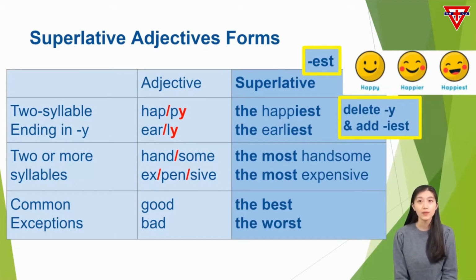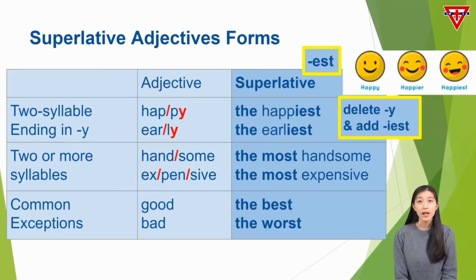For superlatives, if it has 2 or more syllables, we often use the word most in front of it. So handsome becomes the most handsome. We cannot say handsomest. No, we don't have that in English. And for 3-syllable or more words, expensive has 3 syllables. Expensive. So expensive becomes the most expensive.